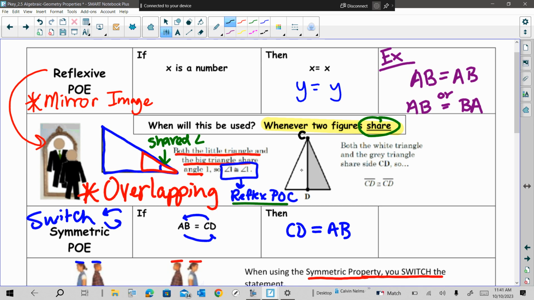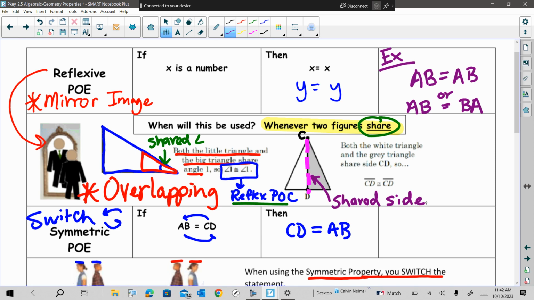The right triangle is on the left here, and then we have a gray triangle on the right. They share this segment here going through the middle. That is your shared segment. So I'm just going to draw an arrow pointing to that. That is the shared side.